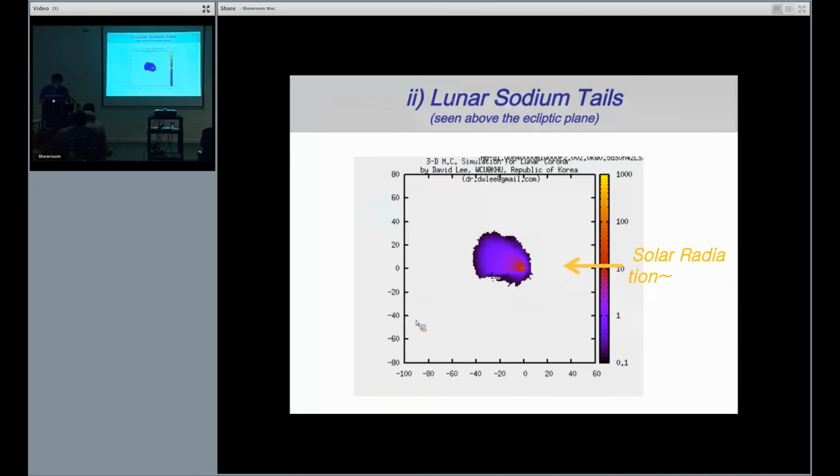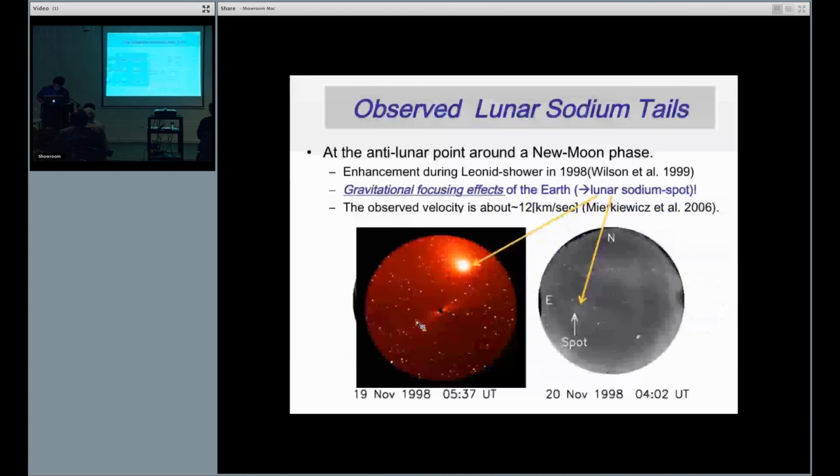And we also simulated lunar sodium tails, which look like a cometary tail if we see them from above the ecliptic plane. Actually, the lunar sodium can fly beyond the Earth's orbit. During a new moon phase, we can observe such a lunar sodium tail, which is the so-called lunar sodium spot. This is due to the gravitational focusing effect of the Earth.